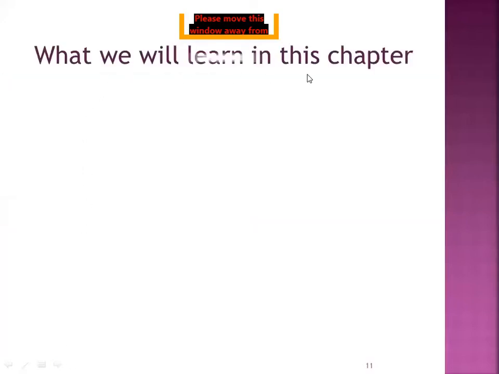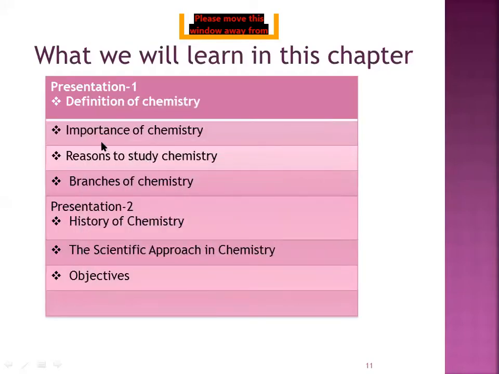So what we will learn in this chapter? First of all, you will learn about the definition of chemistry in lecture number 1. You will learn about definition of chemistry, then importance of chemistry, then reasons to study chemistry, branches of chemistry. So this is basically our today's topic. And in the next lecture, you will learn about history of chemistry and the scientific approach in chemistry. And we will do some objectives as well in the next lecture. Today we will learn about the definition, importance, reasons, and branches of chemistry.